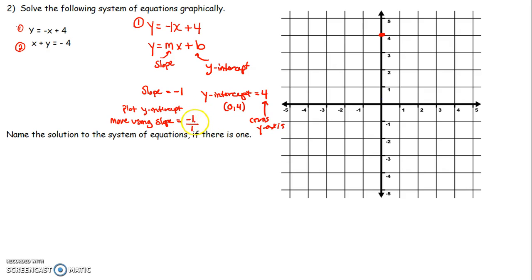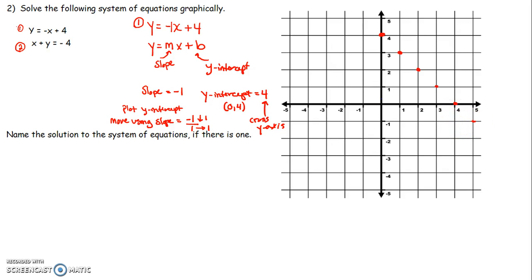The top number tells you if you move up or down. If it's negative slope, you're moving down 1 unit. So you'll move down 1, and this bottom number tells you to move to the right 1. From your y-intercept, move down 1, right 1, plot a point. This is what the slope of negative 1 means. Move down 1, right 1, plot a point, and repeat.